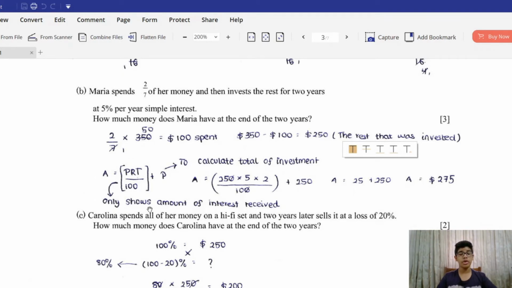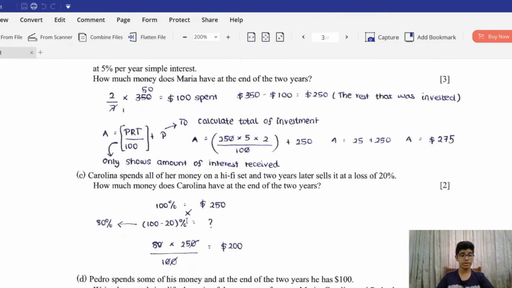That's it. So now let's just put the values in it. So 250 times 5 times 2 over 100, calculate that separately, plus 250. Calculating this separately is 25 plus 250, and we get that the total amount Maria has at the end of 2 years is $275.